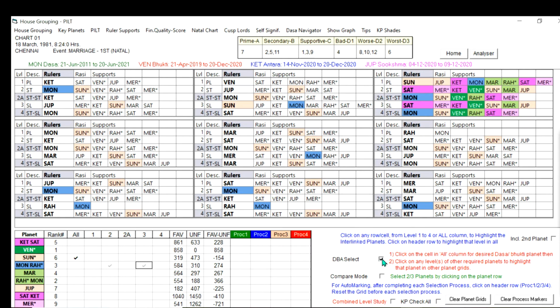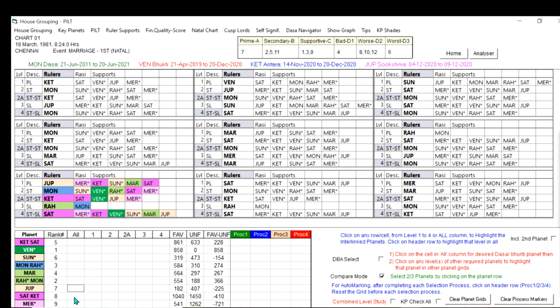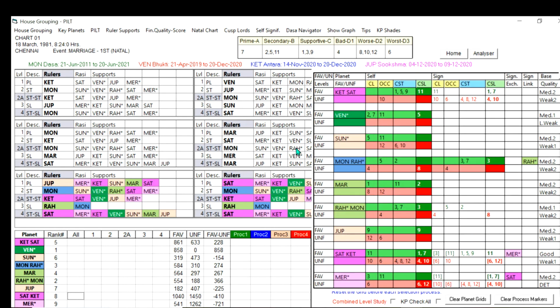This will be useful. Or you want to compare 2 planets. I want to compare Jupiter and Saturn. You can click these 2 planets here at all columns. You can see the 2 planets alone highlighted with the background shades. Or you can just right click on it, and compare each planet's signification and see which is better. Also you can do it.